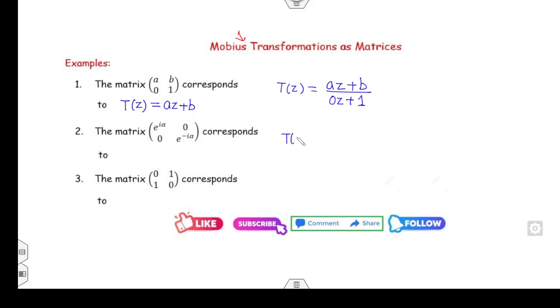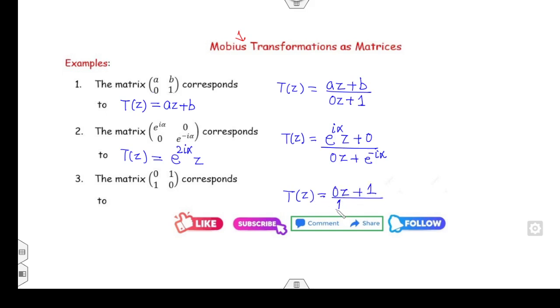Similarly, for the second case, a is e raised to the power i alpha, b will be 0, c is 0, and d is e raised to the power minus i alpha. So you can write the transformation as e raised to the power 2i alpha into z. And similarly for the last case, it is (0z plus 1) over (1 into z plus 0). So the corresponding transformation is 1 over z.